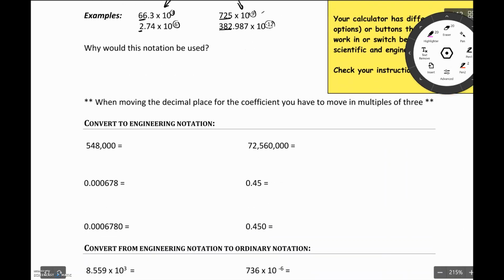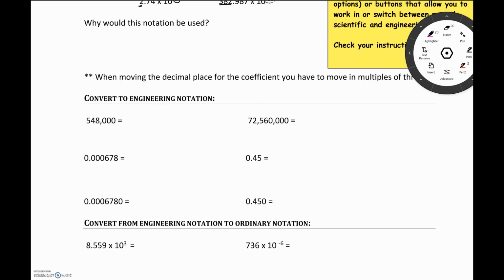Okay, let's do a few examples now. So we have 548000. So we go 1, 2, 3. If we go 3 more, it's going to be 0.5, which is not good. It has to be either 1, 2, or 3 digits. So we have to stop there. So this becomes 548 times 10. We move the decimal place 3 places, so it becomes 10 to the 3.